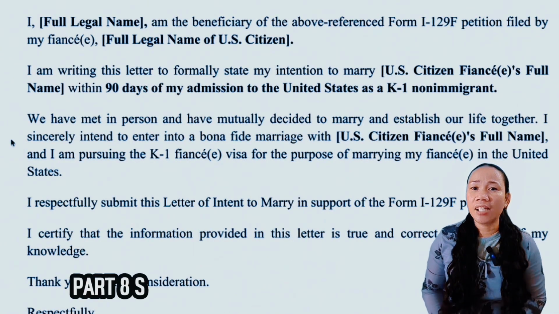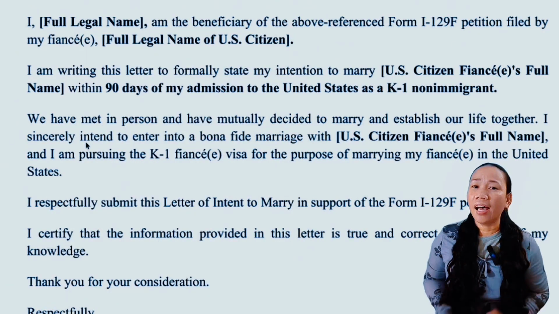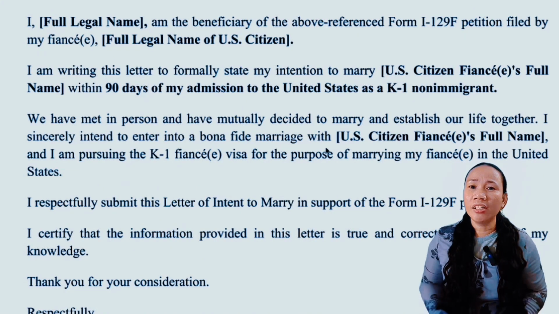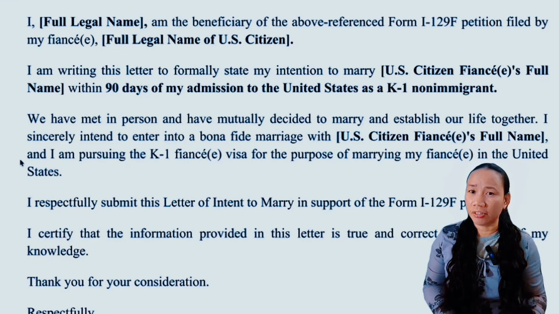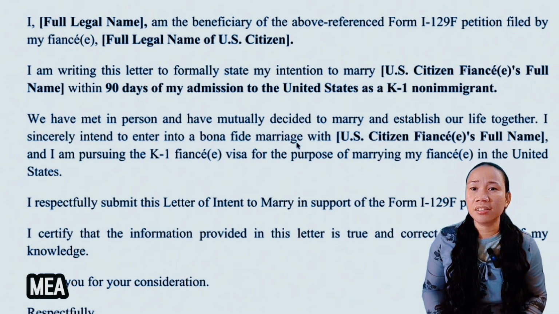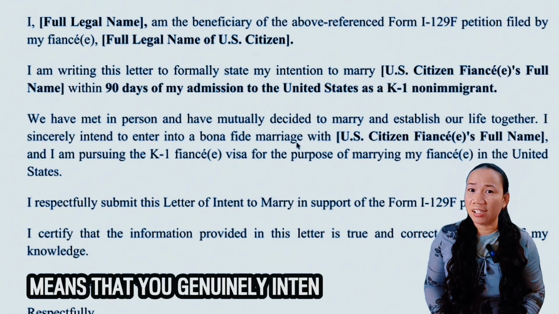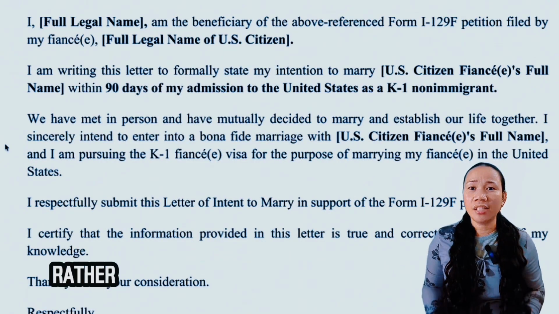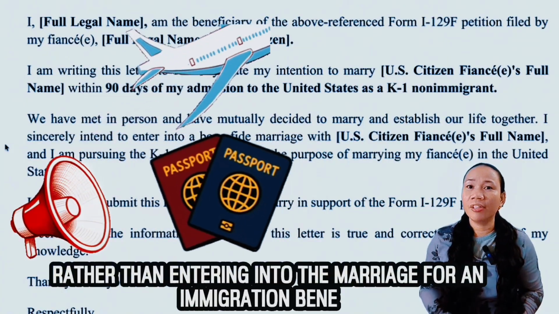Part 8. State that the marriage is bona fide. The next sentence says, "I sincerely intend to enter a bona fide marriage with," then you write the U.S. citizen fiancé's full name. The phrase bona fide marriage means that you genuinely intend to establish a real marital relationship rather than entering into the marriage for an immigration benefit alone.